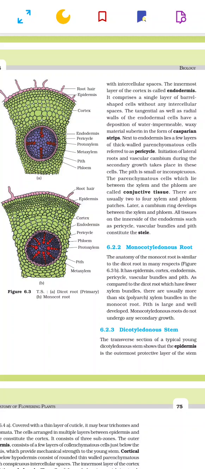Monocotyledon roots do not undergo any secondary growth. Remember, monocotyledon roots do not undergo any secondary growth because there is no presence of cambium, and only conjoint closed vascular bundles are present.